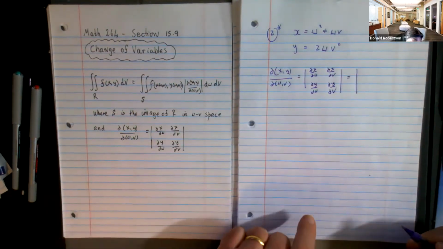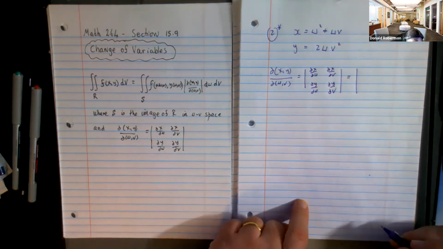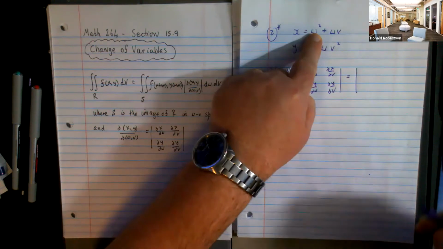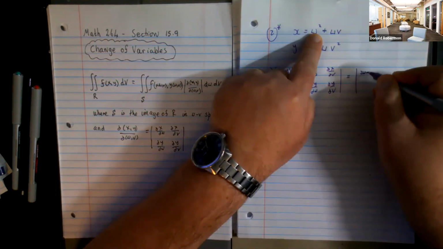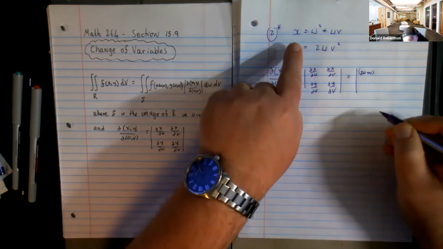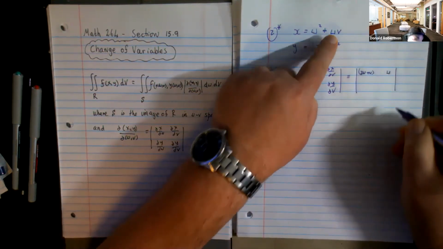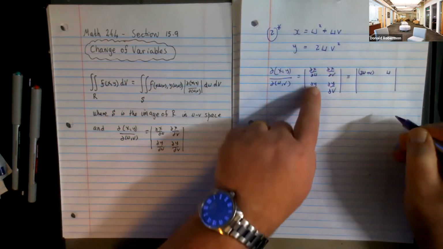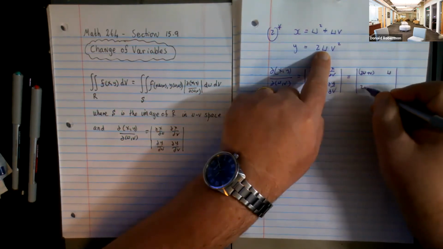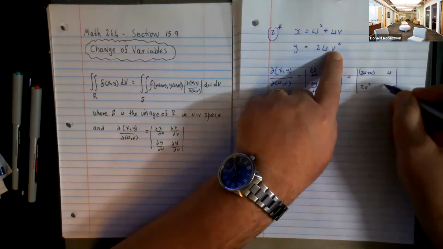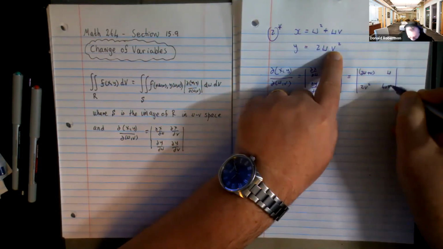Okay, it's early in the morning, so watch out for mistakes. If you differentiate x with respect to u, you get 2u plus v here. If you do this with respect to v, you just get u. If you move on to the y's now, with respect to u, you get 2v squared. With respect to v, you get 4uv.